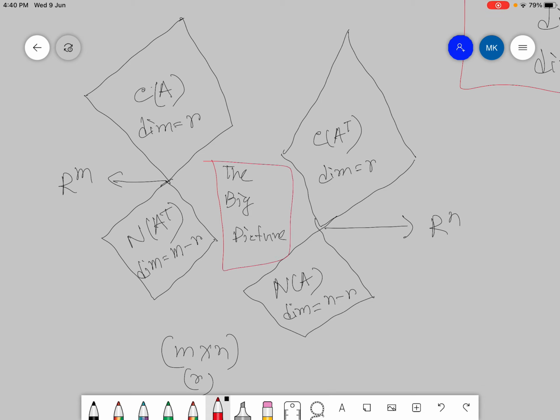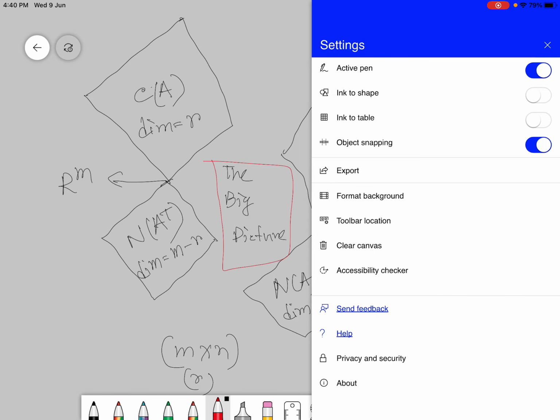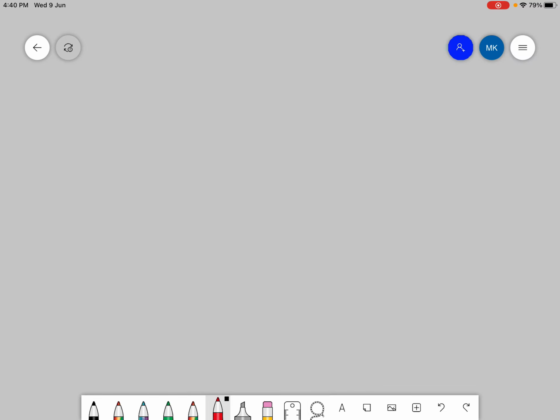So let's solve today's lecture's last problem. So let's say you have a matrix A equals [2, -4; -1, 2; -3, 6].